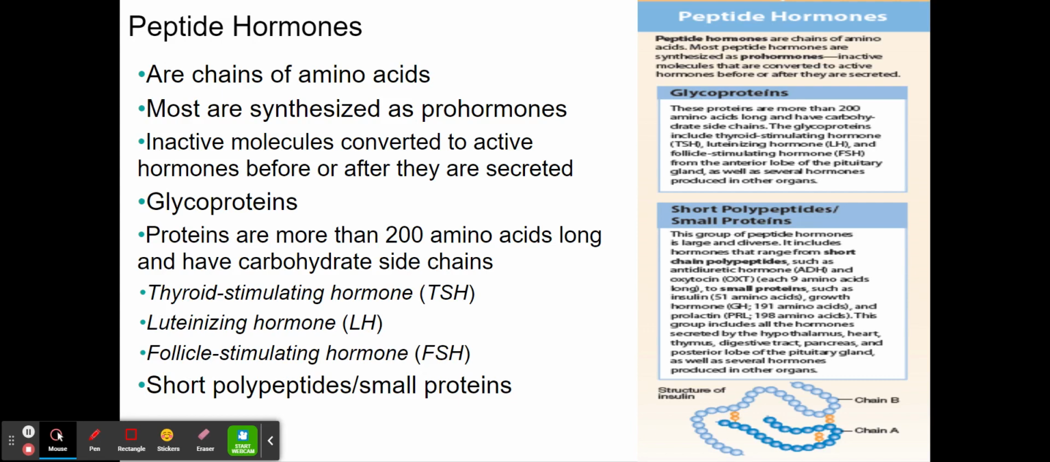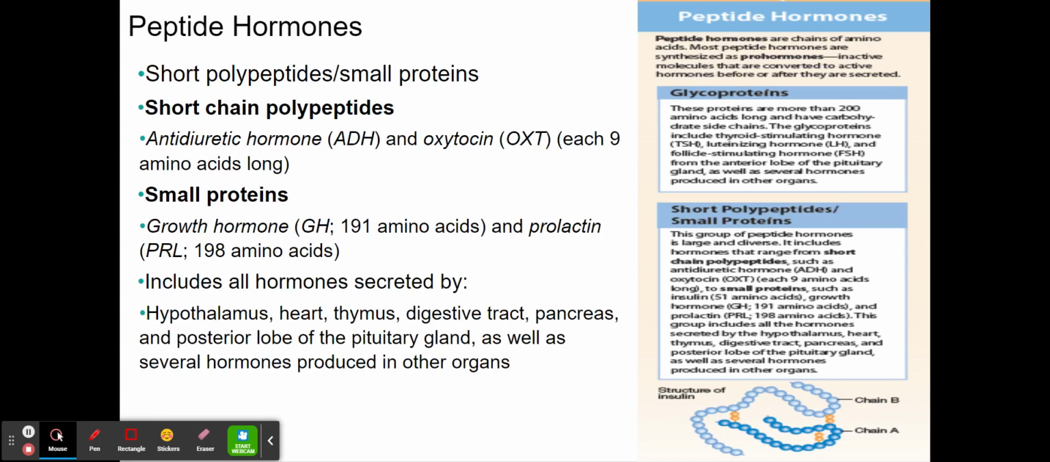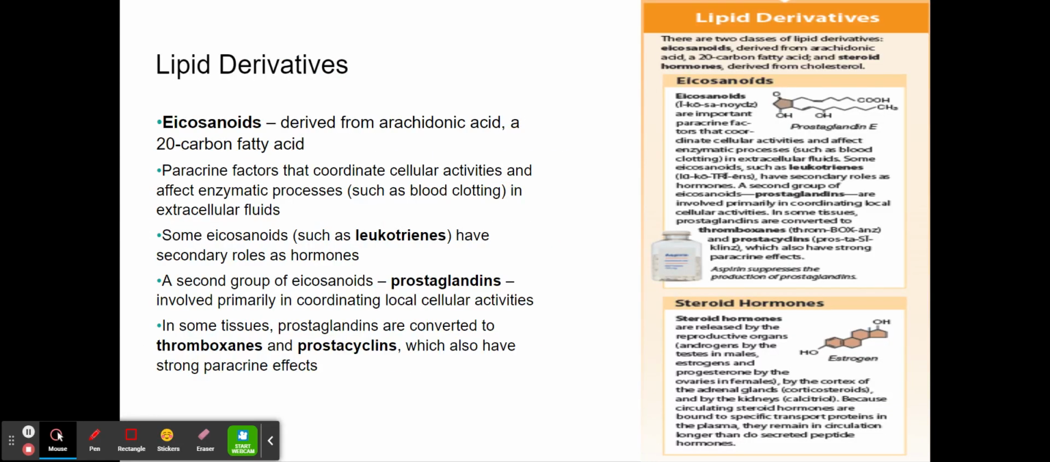We can divide peptide hormones into two groups. One group consists of glycoproteins. The other group is made up of short polypeptides and small proteins. There are two classes of lipid derivatives. We have eicosanoids and steroid hormones.